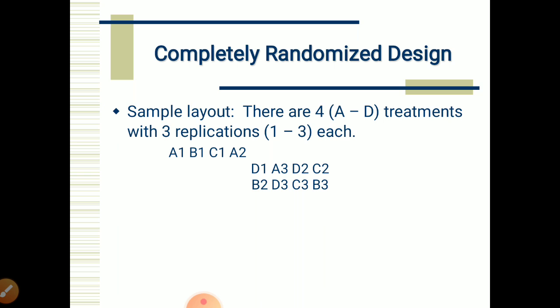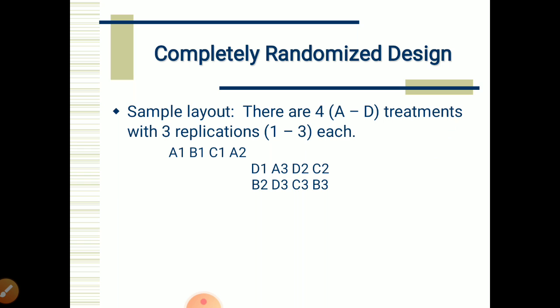Each treatment will have 3 replications. You can just count that. For example, A has got A1, A2, and somewhere A3 is there. So basically each treatment has got 3 replications, that has been explained here, right?